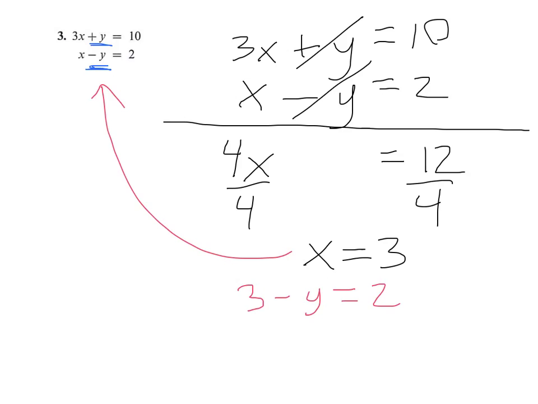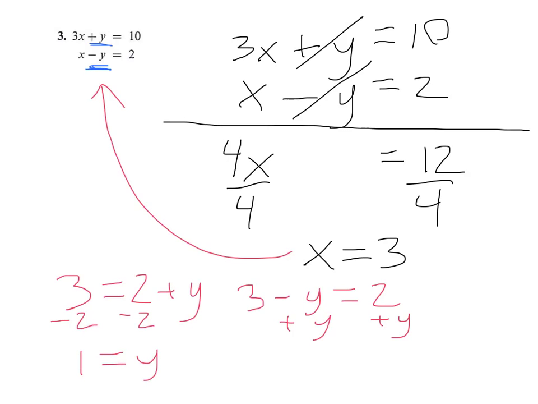So adding y to both sides, we get 3 equals 2 plus y. Minus 2, we get 1 equals y. So the answer is x equals 3, y equals 1, and we're done.